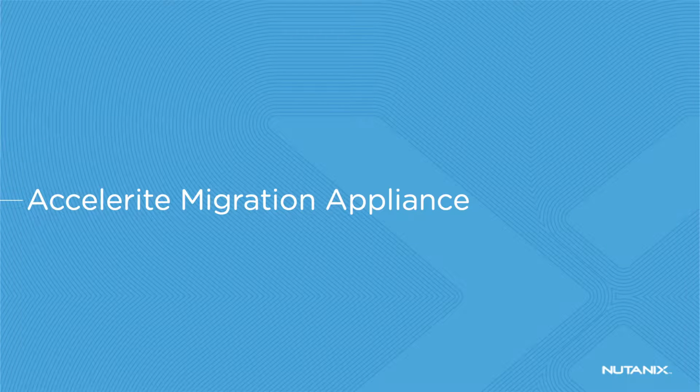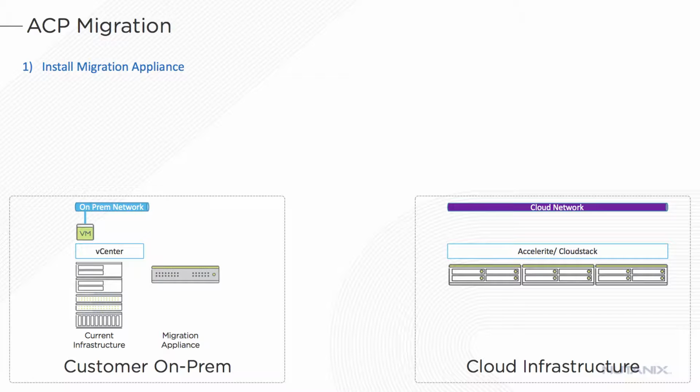Hi, my name is Robert Sadowski, and today we're going to walk you through how to migrate from either a local or remote instance of ESXi into Accelerate using a Nutanix Migration Appliance. So the first thing we're going to do is physically install the appliance alongside the current infrastructure. The current infrastructure can be really anything running ESXi.